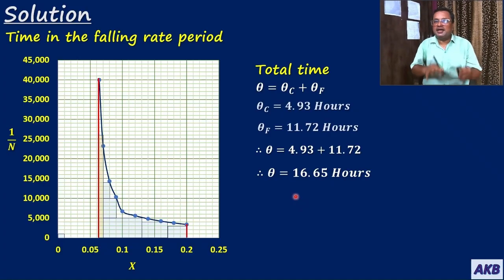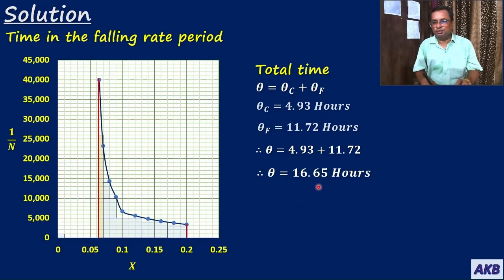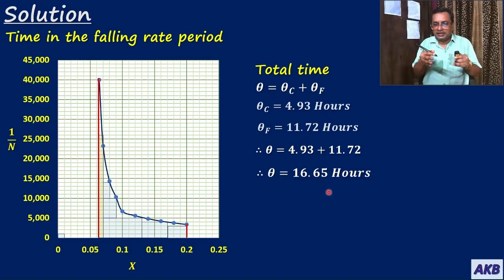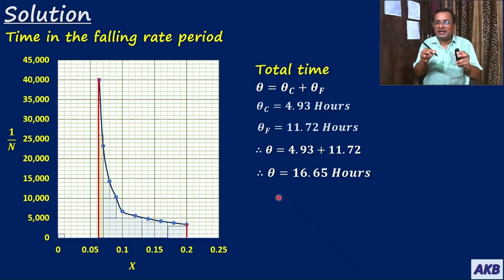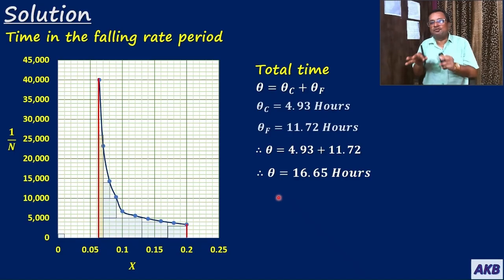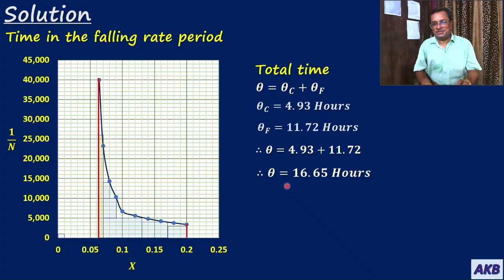So with this, we end our discussion. We have got the final answer, and therefore we end our discussion for this numerical example. I hope you have understood the steps that I have used while solving this numerical example. If you have any doubts, please mention them in the comment section. For this numerical example, we will stop at this point of time. In my next video lecture, I will discuss the same numerical example, but in that case, we will assume that the entire falling rate period is linear. So hope to see you soon in that video lecture.